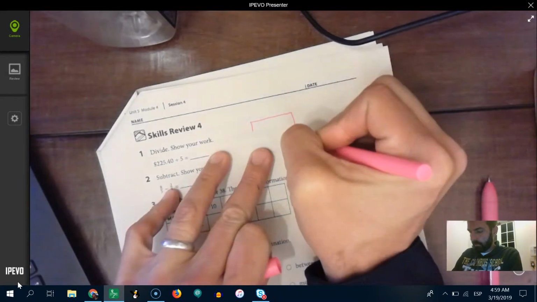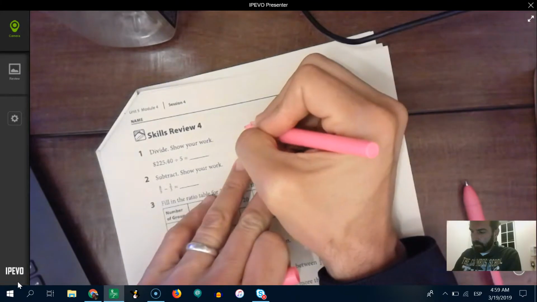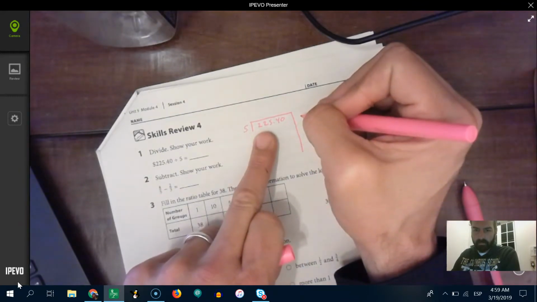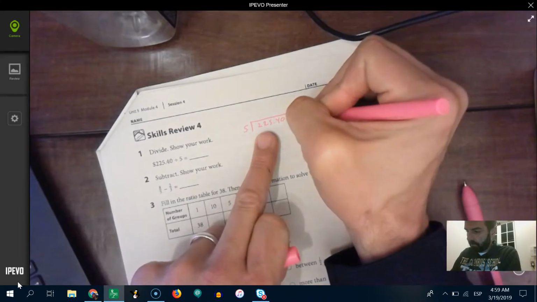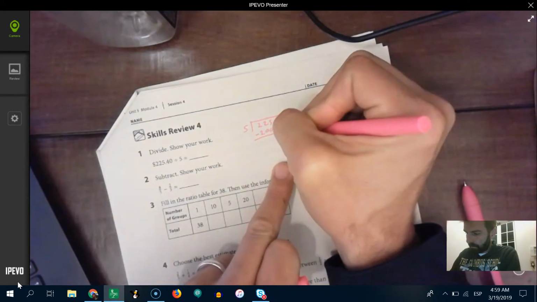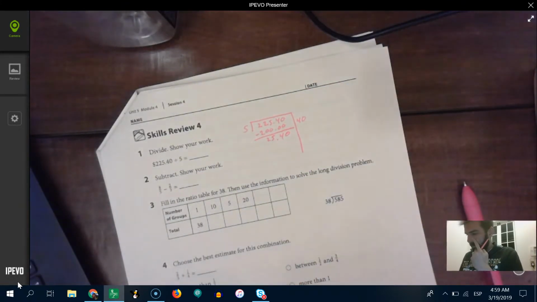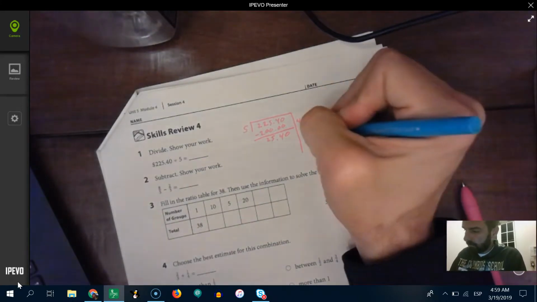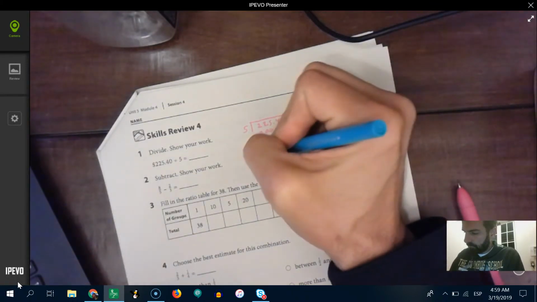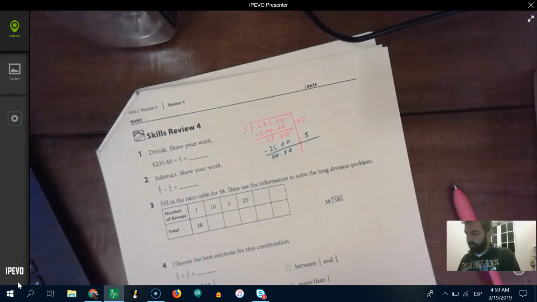So we have the number 225.40, and we're dividing it by 5. Let's see, 40, right? Because 5 times 4 is 20. So 5 times 4 is 20, 5 times 40 is 200. So I'm going to subtract here and get 25.40. I see 25. So 25 is going to be 5, right? That's going to leave me 0.40.